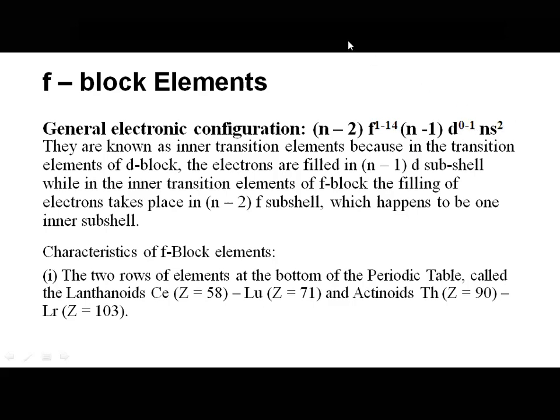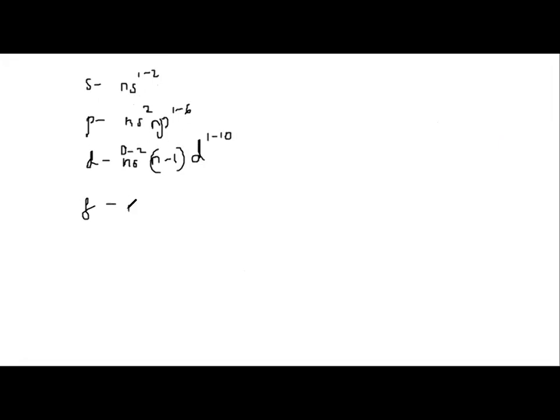So if you observe, I can say the general electronic configurations of S block, P block, D block and F block. Configuration here is ns1 to 2, ns2 np 1 to 6. Here it is n minus 1 d 1 to 10, ns 0 to 2. And here it is ns2, n minus 1 d, 1 to how much is it?